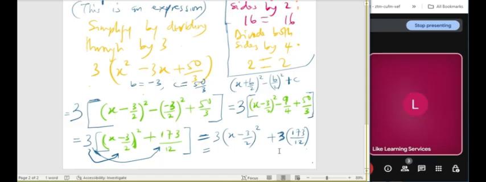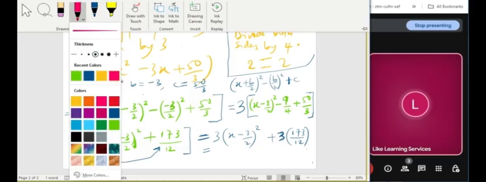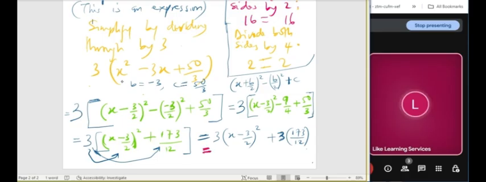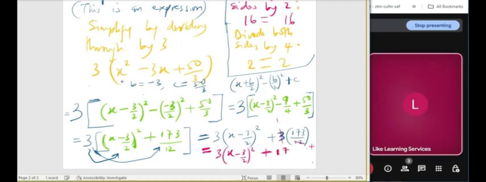So finally, simplify this fully. What would this actually be? Let me now write it in red. Give me the answer. Simplify this fully. This will be 3, open a bracket, x minus 3 over 2 all squared, plus, simplify this one. 3 goes here, 1, 3 goes here, 12, 4. So that will be what? 173 over 4. Okay, yeah, 173 over 4.